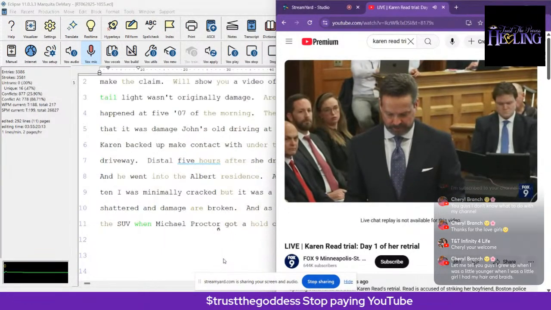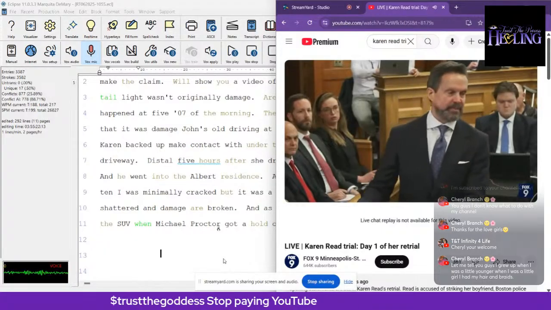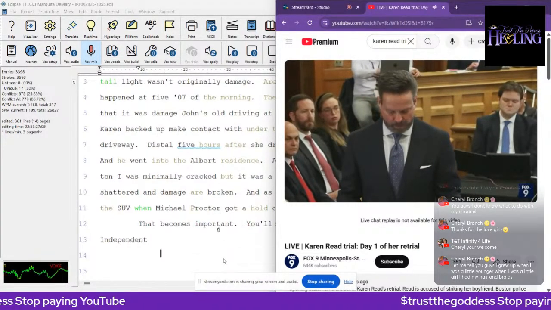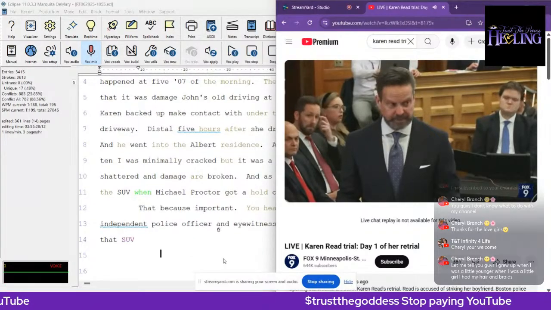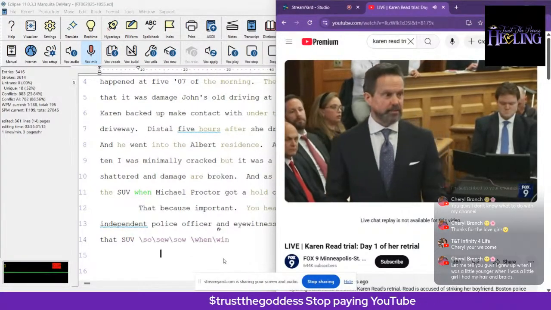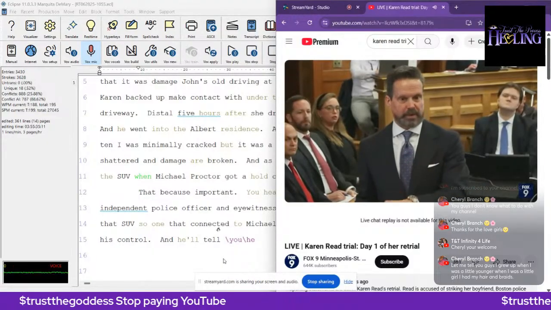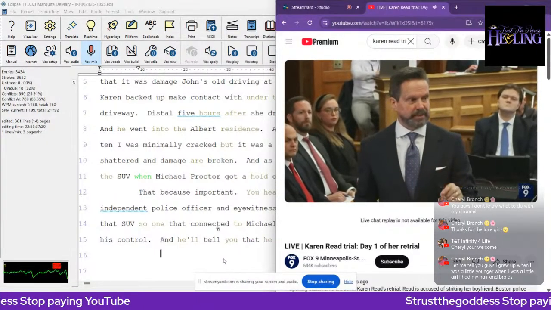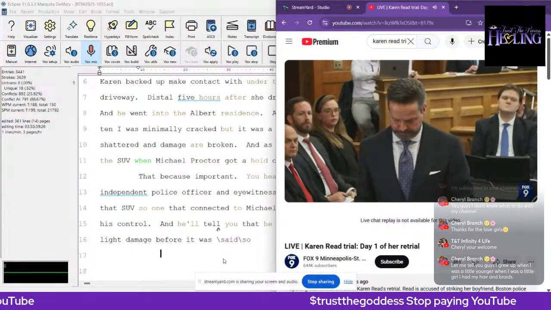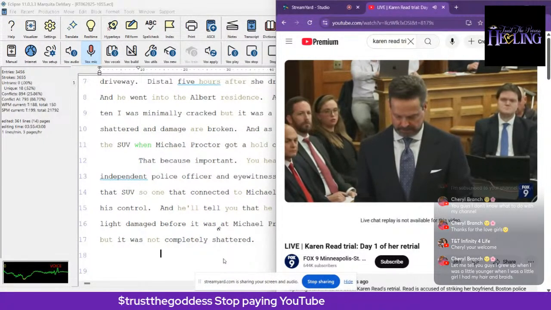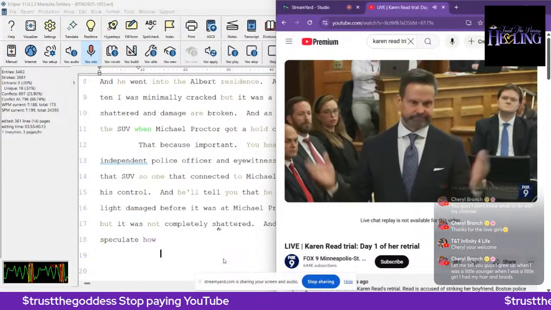That becomes important. You'll hear from an independent police officer, an eyewitness to the damage on that SUV, someone not connected to Michael Proctor or under his control. And he'll tell you that he saw the taillight damaged before it was in Michael Proctor's possession, but it was not completely shattered. And you won't have to speculate how that taillight got cracked originally. You'll see it for yourself.